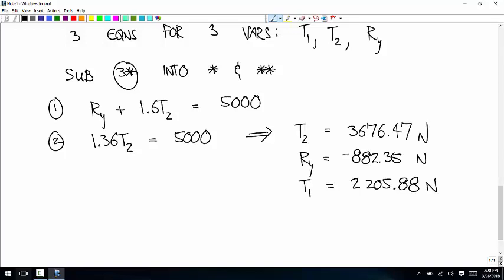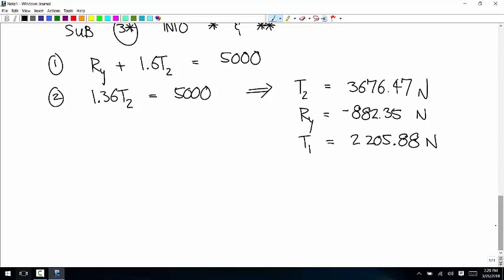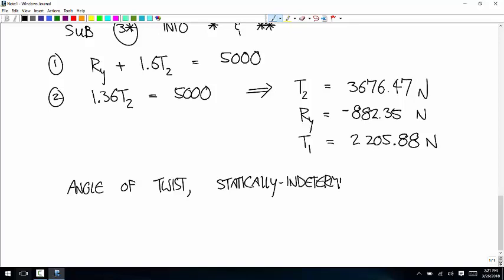All right, so now let's do the same idea, but for members undergoing torques. So now we're going to talk about angle of twist, and statically indeterminate bars and torsion.